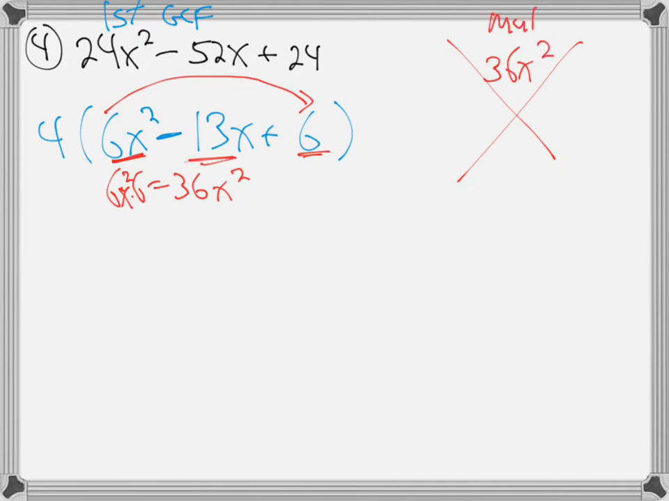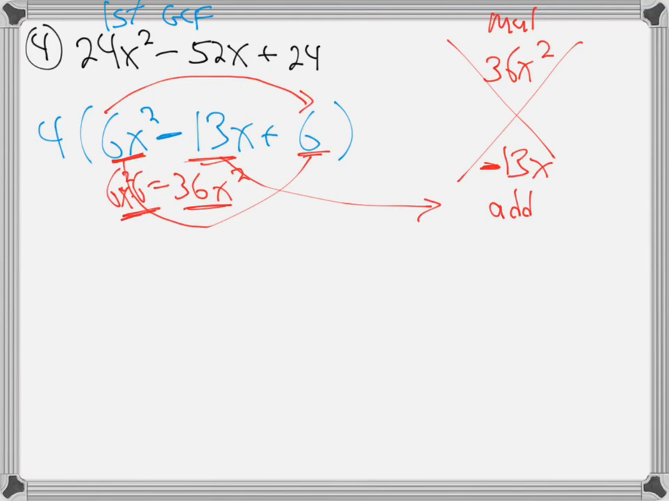And in the middle, minus 13x, they add to be minus 13x. Are we good so far? Right? So front times back, 6x squared times 6 is 36x squared. That goes in the top. What they add goes in the bottom. Okay, now what are our two numbers?